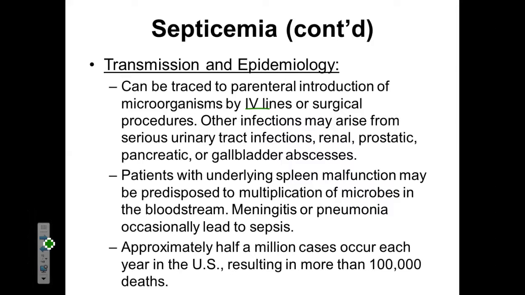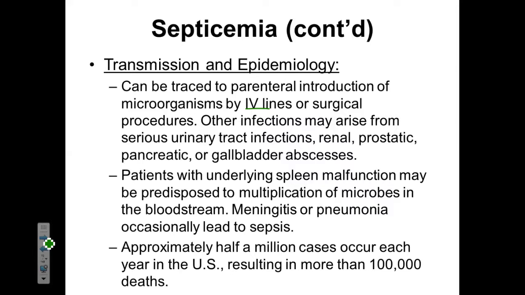Oftentimes, individuals that have a spleen malfunction are going to be predisposed to a multiplication of microbes in the bloodstream. Our spleen is an organ that helps to recycle and process broken down red blood cells. And the spleen has a particularly important function in that the spleen helps to remove excess iron from the blood plasma. And if the spleen is not removing that excess iron from the blood plasma, it's easier for microbes to grow in the blood because of the increased concentration of available iron.